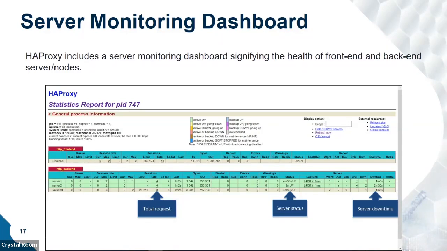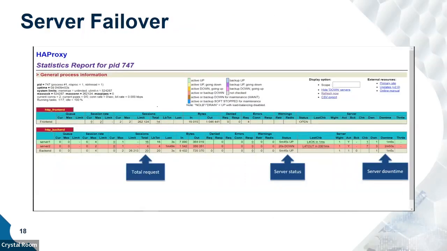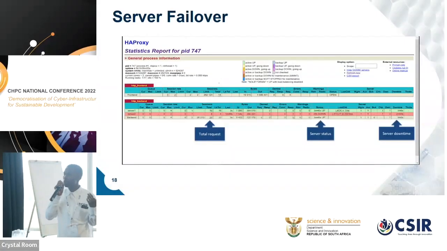This is an example of a dashboard that HA proxy comes with. It demonstrates we have two servers, and both of them are up. It also shows the total requests and how long a server has been down. Now that we have replicated our servers and load balanced them, to make sure that our servers are in a safe state, we replicate the database.